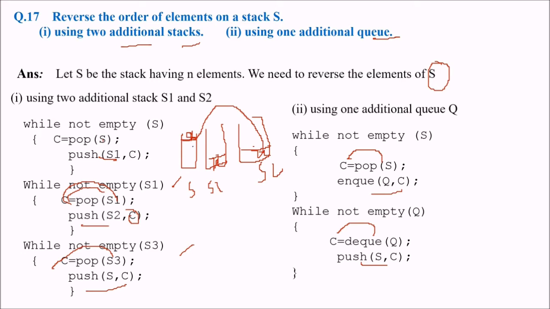So every time you take it out and place it, every time you reach here, you will be getting the value in reverse. So you are reversing the order of the elements.